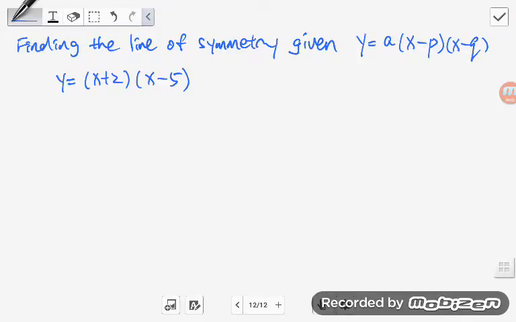Hi, in this video I'm going to show you guys how to find the line of symmetry given that our quadratic equation or our quadratic function is in this form. Y is equal to a, which is a value, multiplied by x minus p multiplied by x minus q. We call this the factored form.